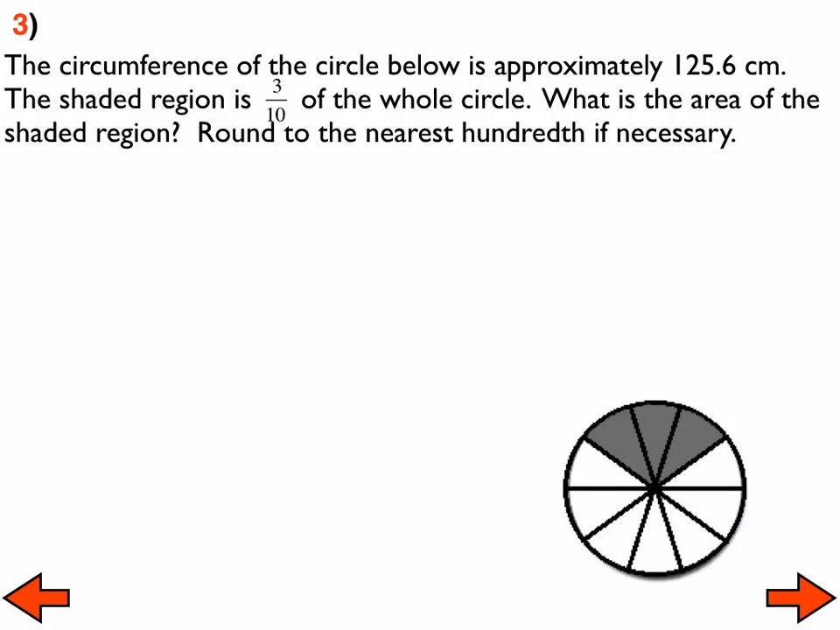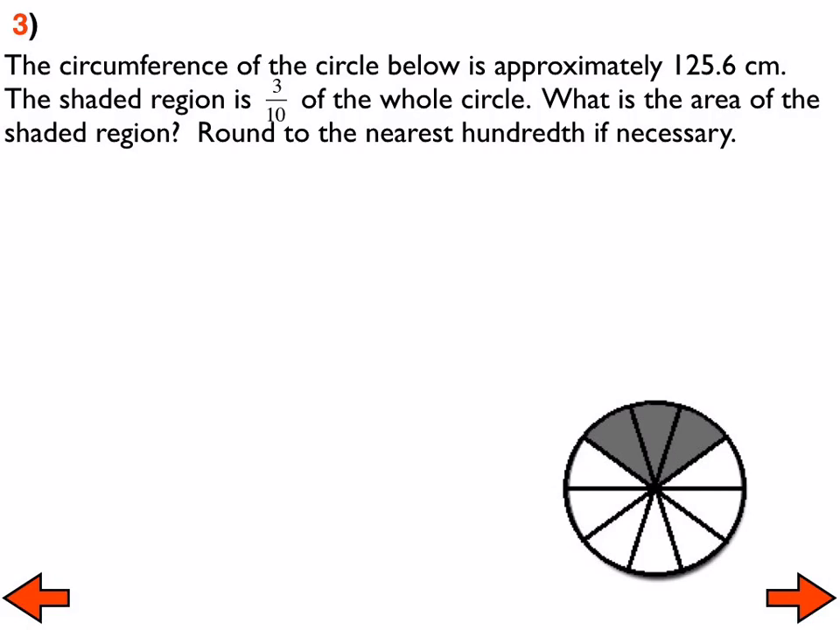All right, the circumference of the circle below is approximately 125.6 centimeters. The shaded region is 3/10 of the whole circle. What is the area of the shaded region? So we need to sort of think about it in these terms. We need to find the area of the full circle and then find 3/10 of that. And finding 30% of something or 3/10 of something or 0.3 of something, those are things we've been working on all year long with various types of problems.